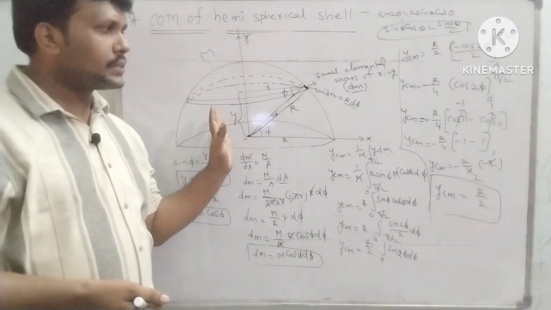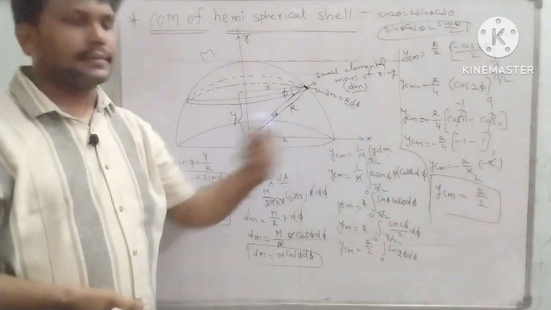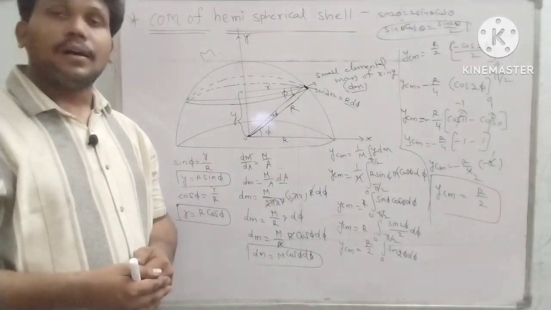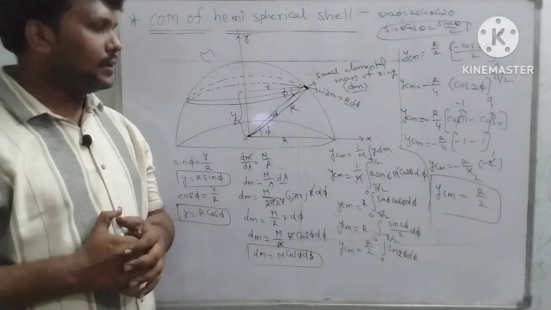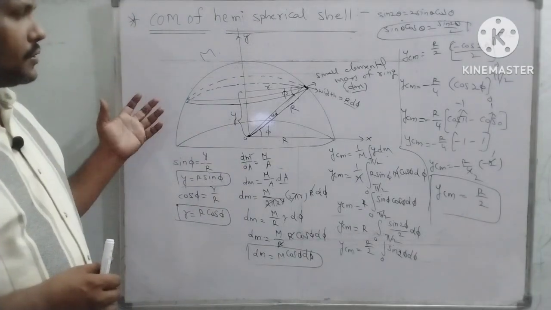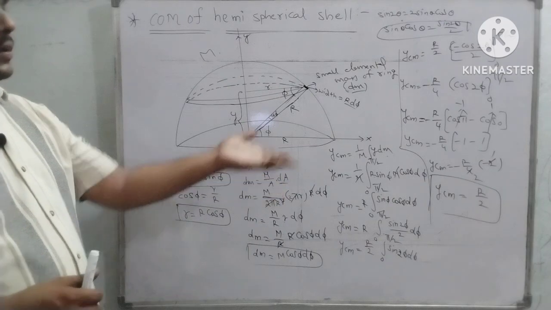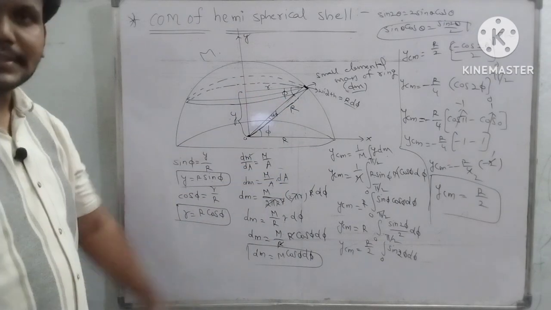Finally, I think you might have understood that by this integration process you are getting y center of mass as r by 2. So when you are taking this hemispherical shell, if you want to find the center of mass, by this process it can be done, and you are finally getting the r by 2 value. Okay, please all of you note it.